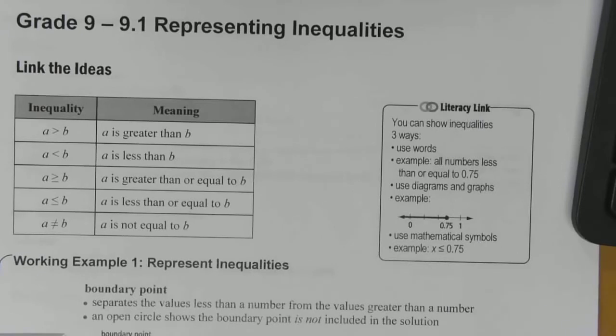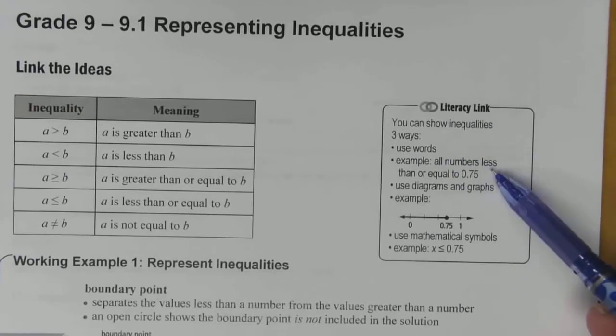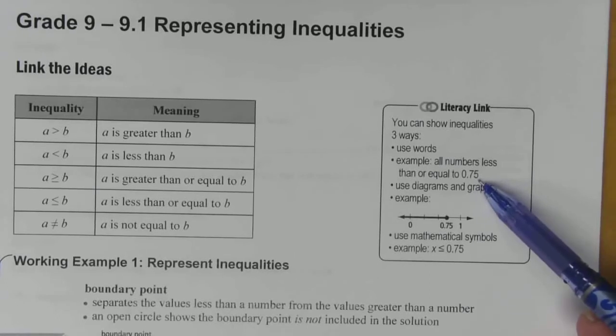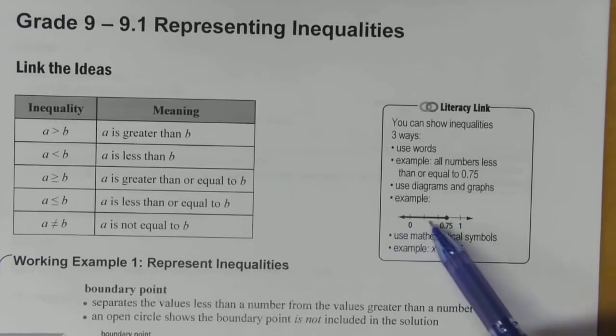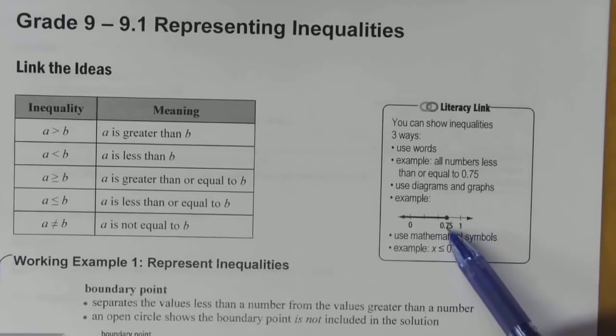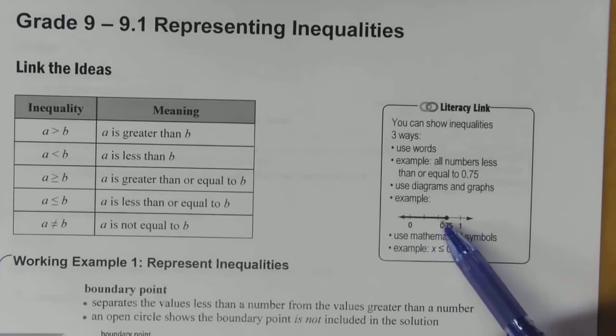Now there are 3 ways that you can show inequalities as indicated here. We can use words. So for example, all numbers less than or equal to 0.75. That's one way to use words. You can use diagrams or graphs. And here's an example using a number line. We've got 0.75 shown here, and it's filled in with a dot. That's to indicate that that's the end of the set of values that qualify. And then it's less than or equal to. So there's a dark line with an arrow shown highlighting to the left on the number line. So anything that's on this line is actually less than or equal to 0.75.